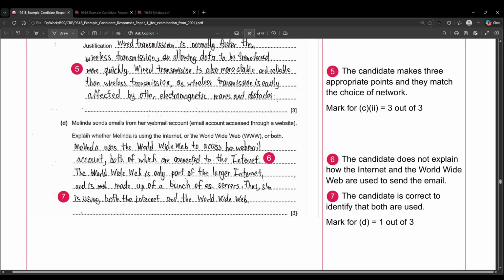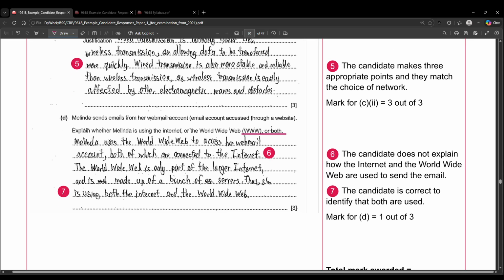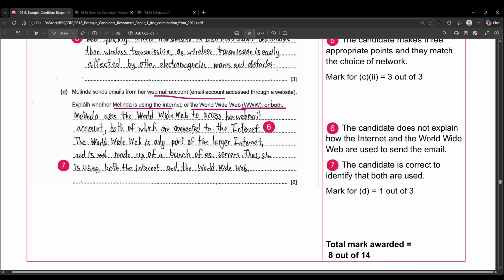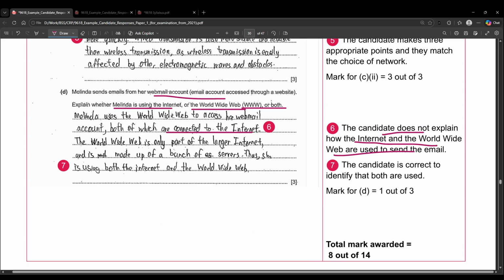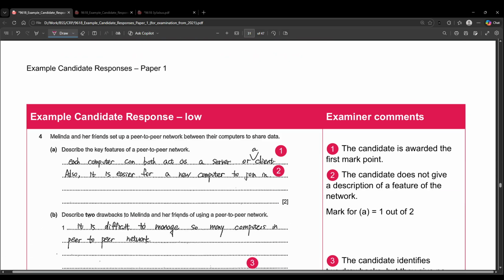And let's look at their attempt on this question, World Wide Web. So explain whether Melinda is using internet or World Wide Web when she's accessing her email account. So World Wide Web to access Vmail, both of which are connected to the internet. Okay, so the candidate does not explain how the internet and World Wide Web are used to send the email. Okay, so they missed out on the explanation. So they lost the mark. So internet is basically a network of networks, and World Wide Web is a collection of web pages, and then you use the internet to access the collection of web pages.